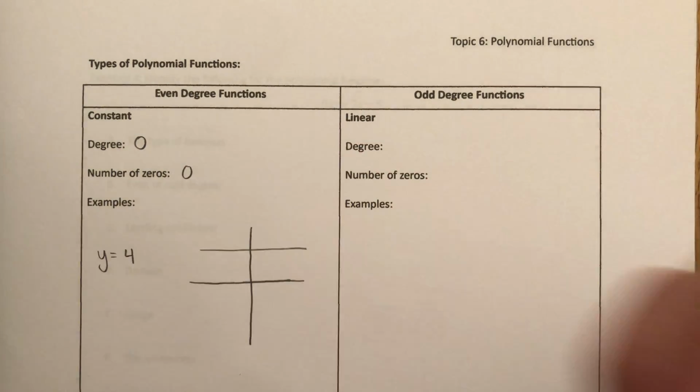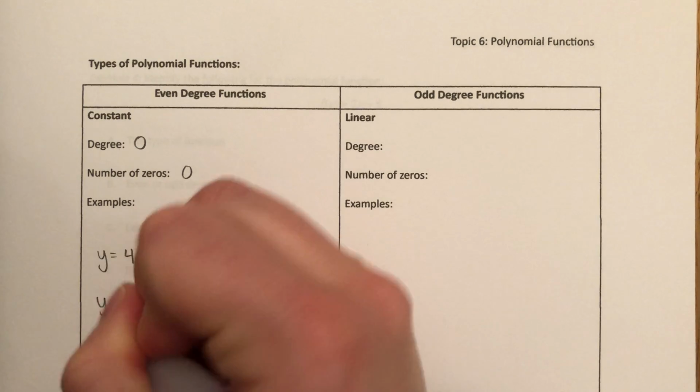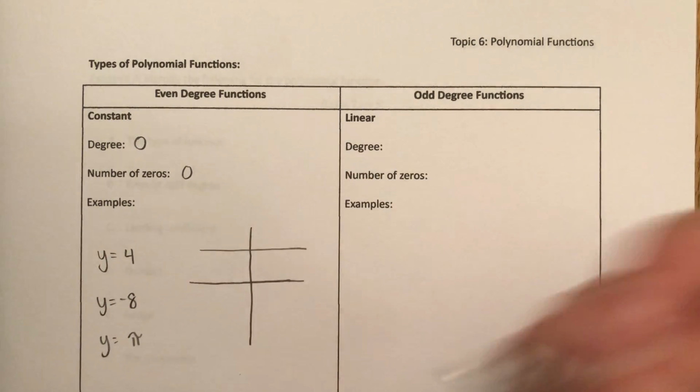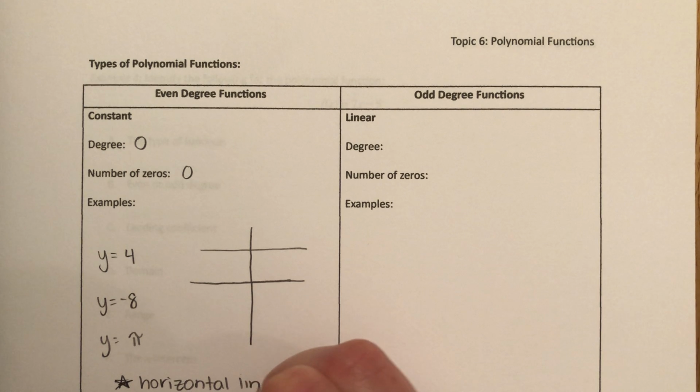And so examples would be like y equals 4, or y equals -8, or, we could get crazy and do like y is equal to pi all the way across. Something like that. A constant graph is always going to form a horizontal line. It's going to just be a straight horizontal line.